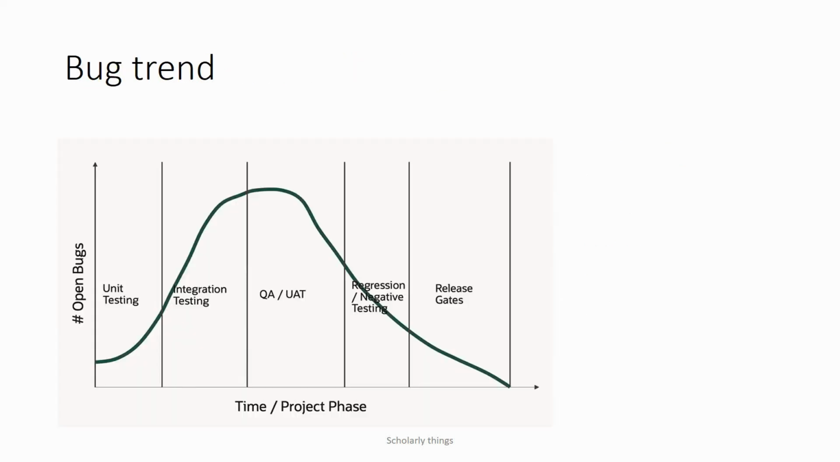Bugs are nothing but the faults that are identified after testing. If you look at the project phase as a whole, initially unit testing is done, then integration, then user acceptance, then all other kinds of testing are also done. You can see that during integration testing and user acceptance testing is when most of the bugs are identified, and it is expected that during the end, that is during release gates, the bugs should be almost nil so that we deliver a bug-free product.